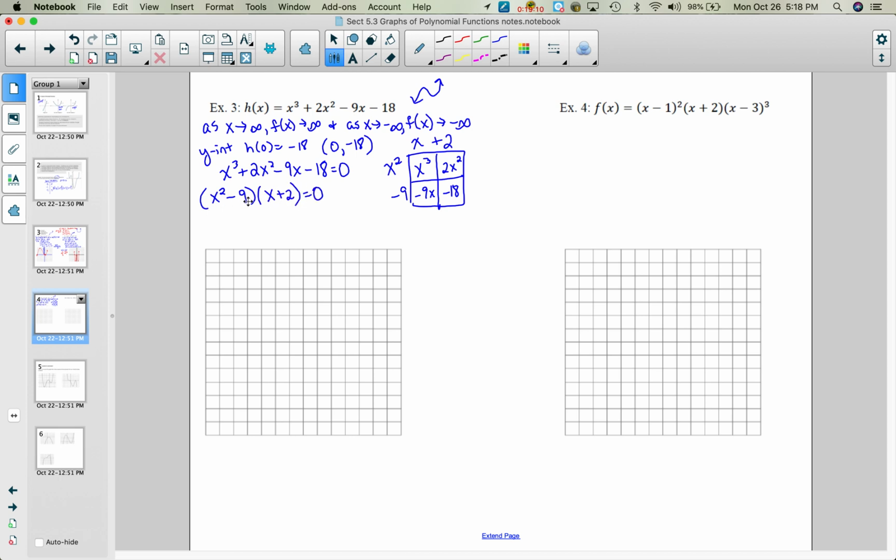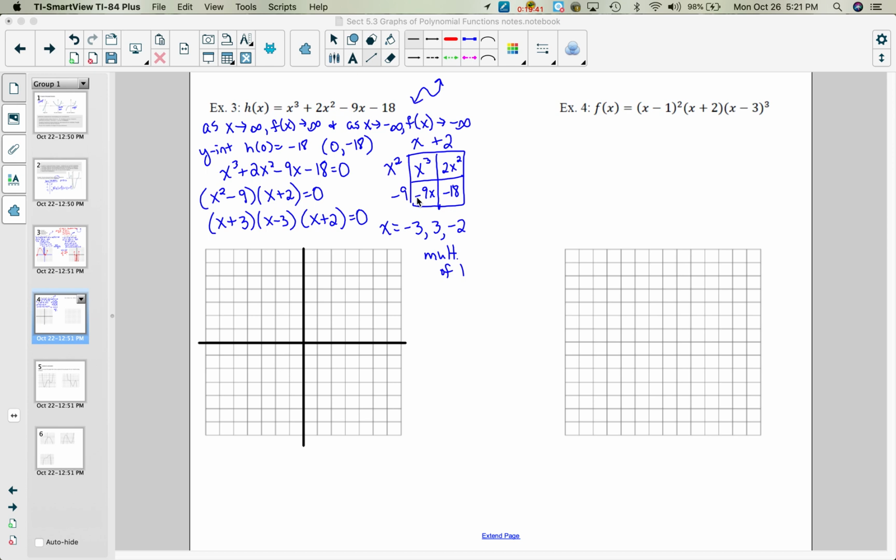x squared minus 9 is the difference of 2 squares, so I get x plus 3 times x minus 3 times x plus 2 equals 0. So my 0s are x equals -3, +3, and -2. All of these have a multiplicity of 1. We don't have any complex ones in this one, and notice that 1 plus 1 plus 1 is 3, and we had a 3rd degree.